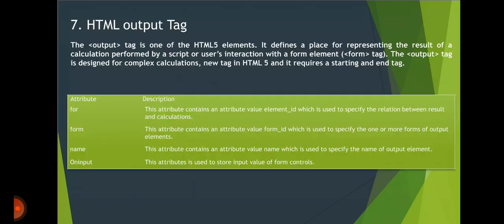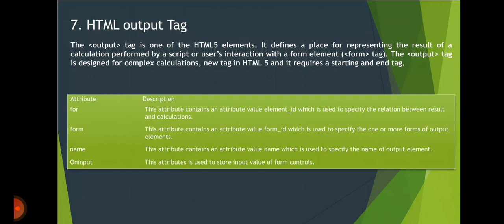Next one is HTML output tag. The output tag is one of the HTML5 form elements. It defines a place representing the result of a calculation performed by a script or user interaction with a form element or form tag. The output tag is defined for complex calculation, a new tag in HTML5, and it requires a starting and end tag.